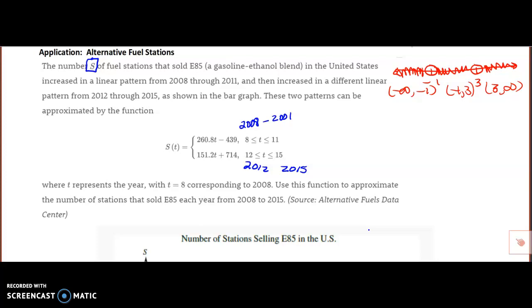Now look at this function. It's a piecewise function. And what we know about piecewise defined functions is we only use one at a time, and we have to figure out what function we're going to use for which values of t. So they're telling me t represents the years, and t equal to 8 corresponds to 2008.